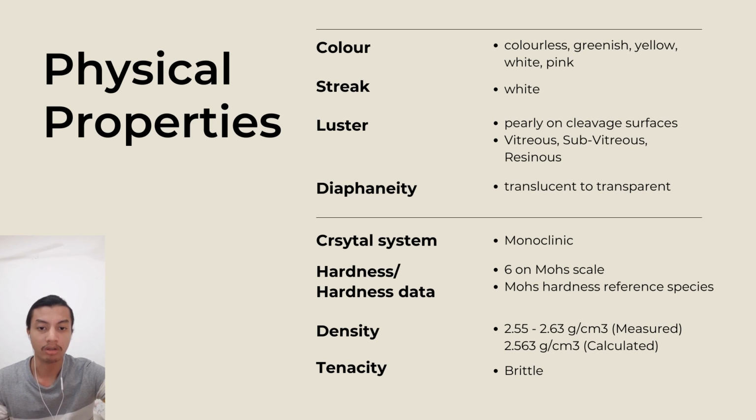Next, the density and tenacity of the physical properties of orthoclase. The density is 2.55 to 2.63 grams per cubic centimeter for the measured value, and 2.563 grams per cubic centimeter for the calculated value. For the tenacity, orthoclase is brittle. And this concludes the physical properties of orthoclase for my part.